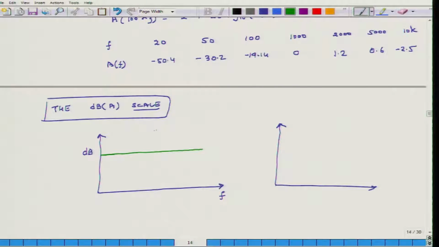So, this is our engineering scale, and that is in decibels. But then a lot of times what we are interested in is not how much the microphone is sensing, but how annoying it is, or how it is being perceived by human beings. So, we plot this sound pressure level on the perceived scale.